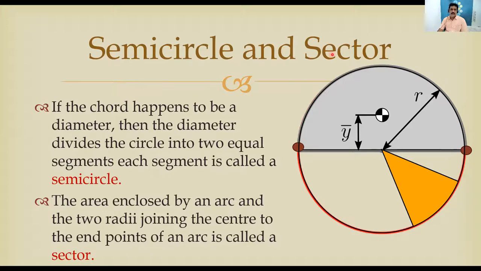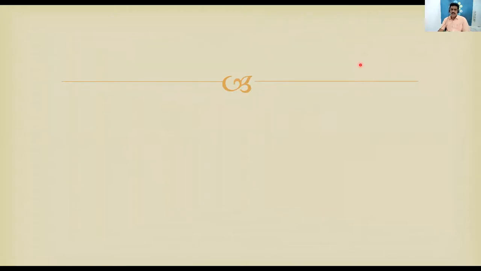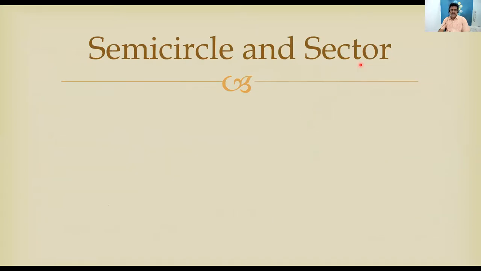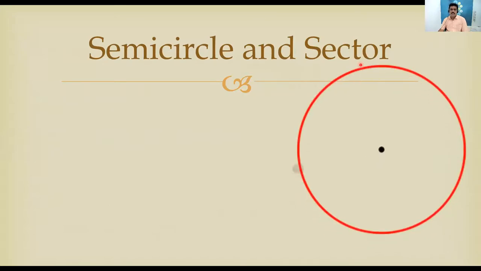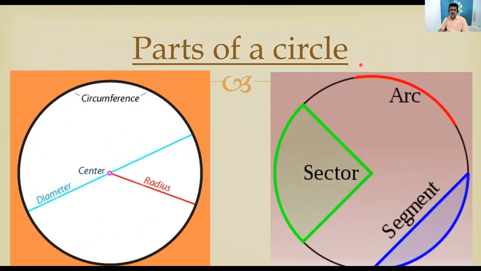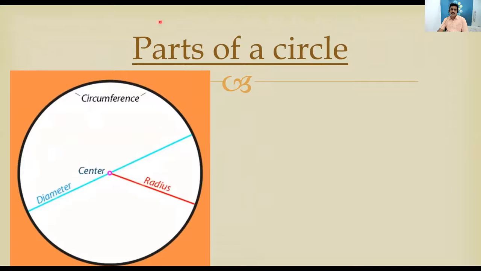Okay, next we see what is the next one, parts of a circle. Let me revise what are all the parts we have learned so far. Now we are going to learn parts of a circle. What are the parts of a circle? So far what we have learned is, for example, this is a circle.